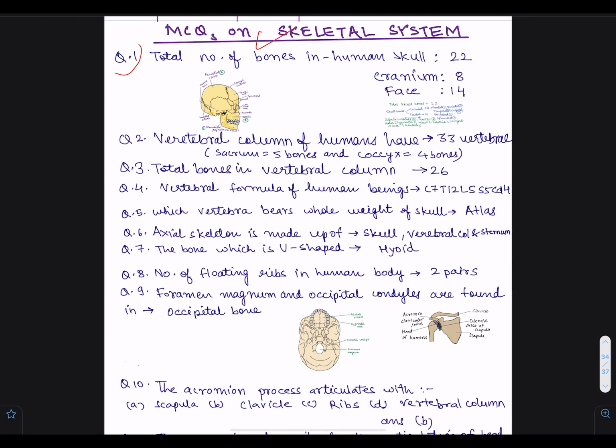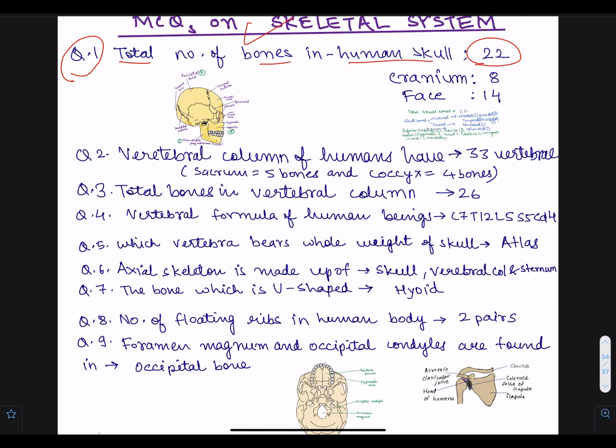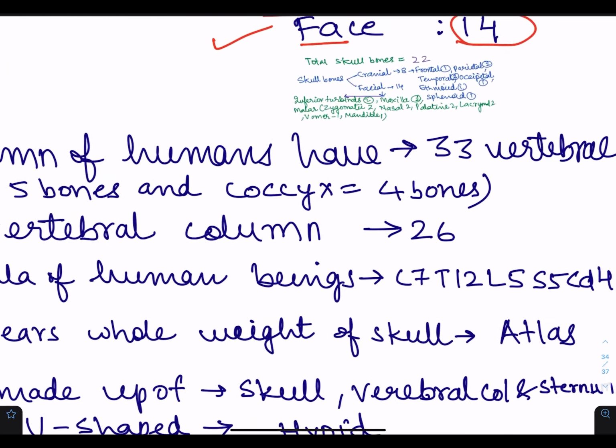Coming to the first question, total number of bones in human skull. They are 22. So friends, don't forget that human skull has 22 bones, but the cranium has 8 and the face has 14. Different MCQs will be asked regarding how many bones are there in the cranium and how many bones are there in the face. So we quickly revise these bones.